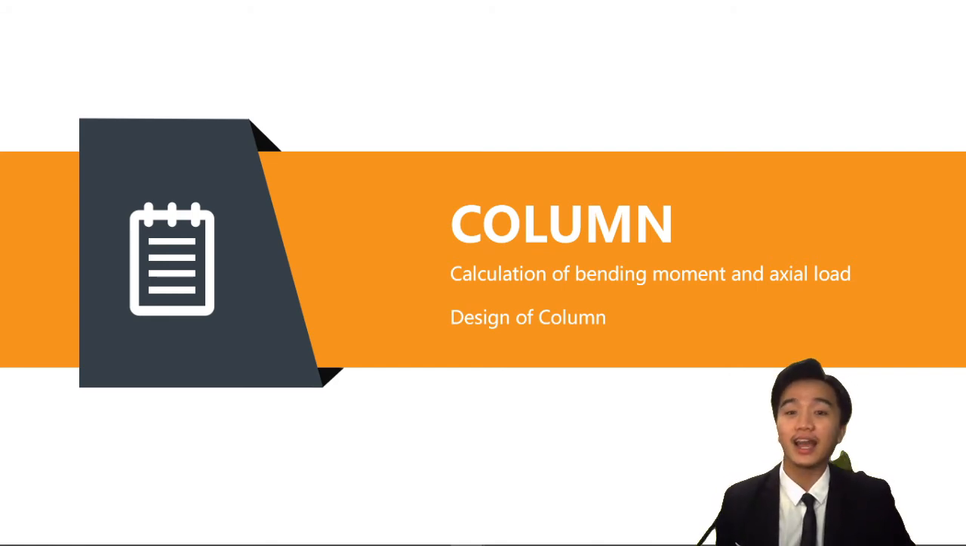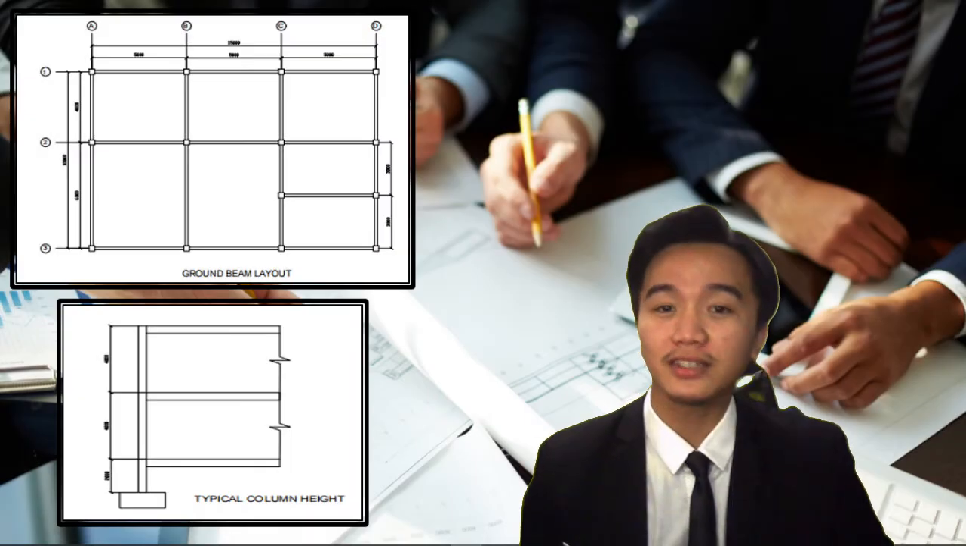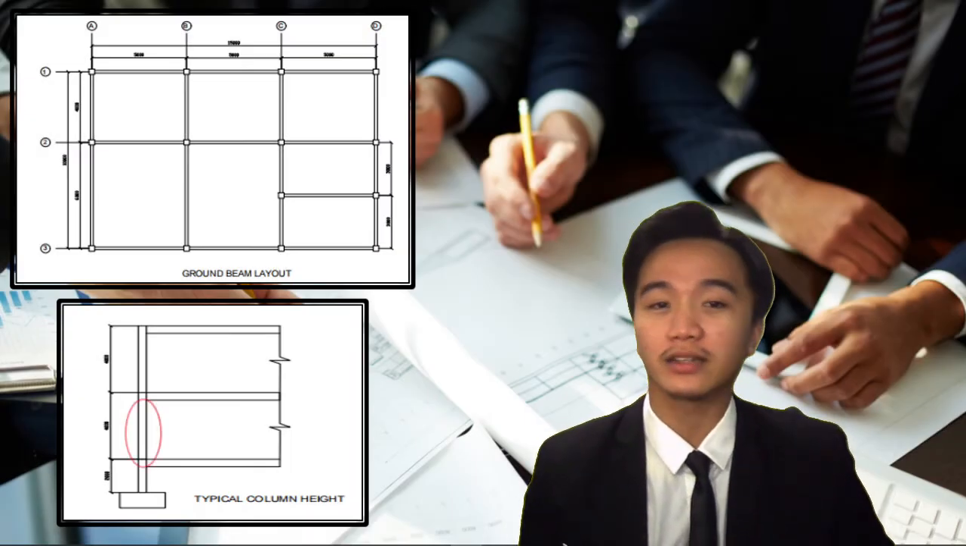Today, I will be going to present the calculation for bending moment and axial load for column. Other than that, I will also talk about the design of our column. As you can see here, the calculation for column will be taken at ground floor column of A1.